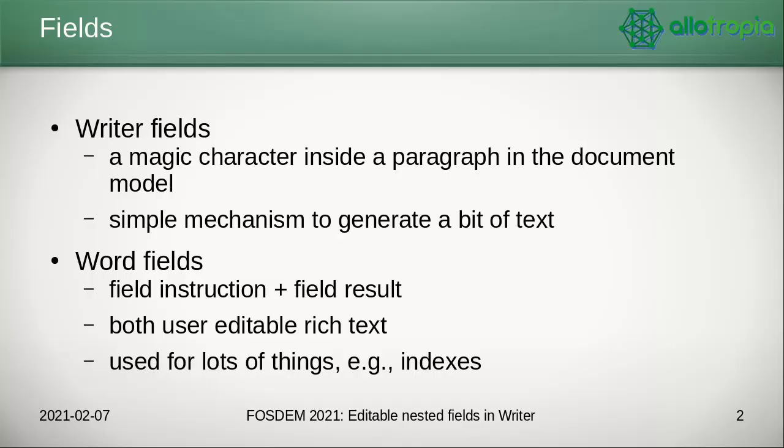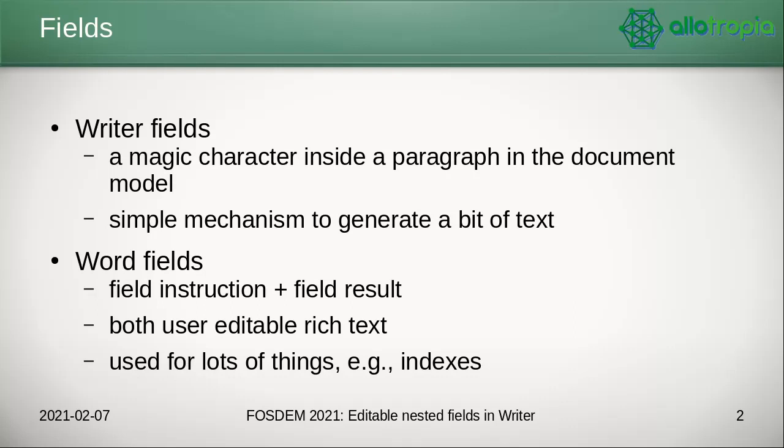So first, what are fields? In Writer, basically a field is a magic character inside of paragraph text in the document model, and at layout time, this magic character is then expanded to generate some piece of text, and this generated text is basically plain text. It cannot have formatting inside or anything fancy like that. So it's a very simple mechanism basically to generate text.